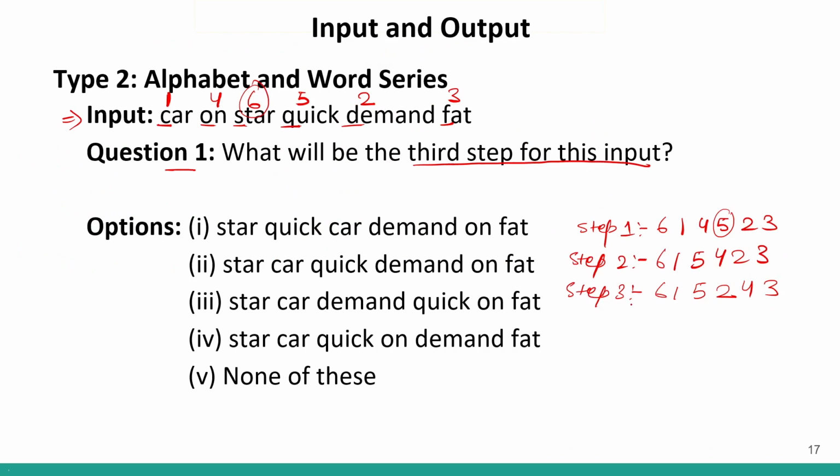So, if I put it like this, 6 is star. 1 is car, 5 is quick, 2 is demand, I am writing below this, 4 is on and 3 is fat. So, we have star, car, quick, demand, on, fat. This is given in which option? This is given in option number 2. Option number 2 says star, car, quick, demand, on, fat. So, this will be the correct answer. This will be the third step of this particular input.